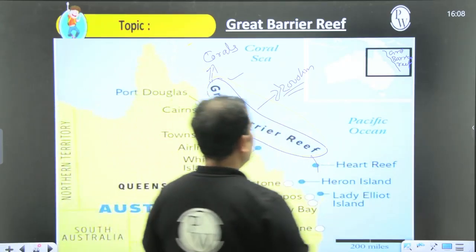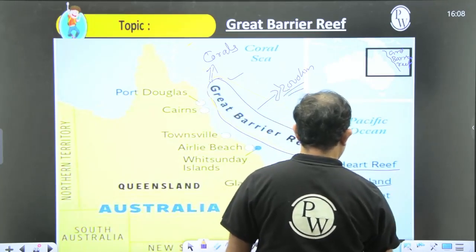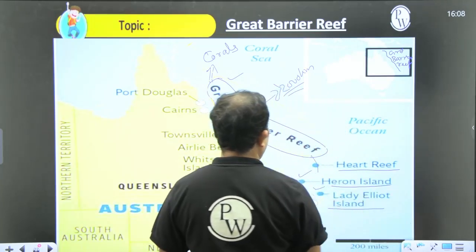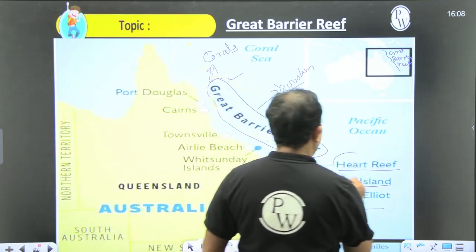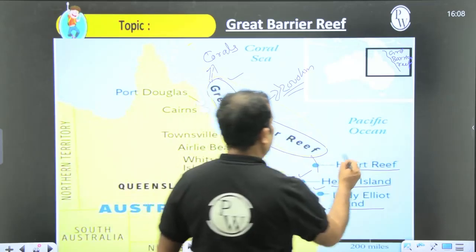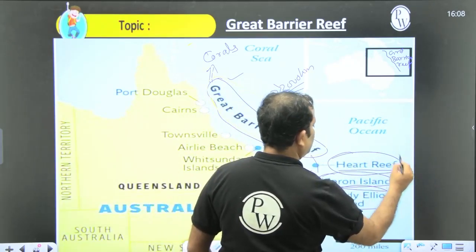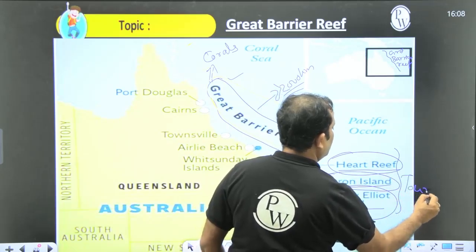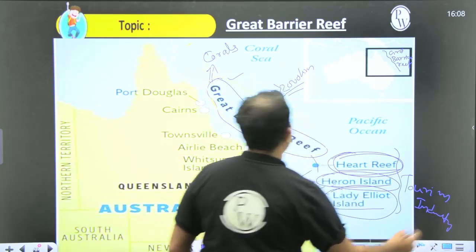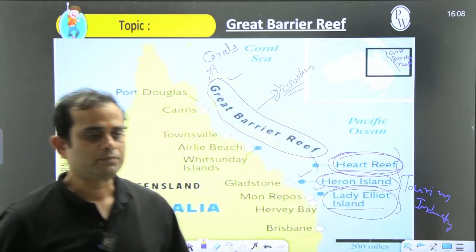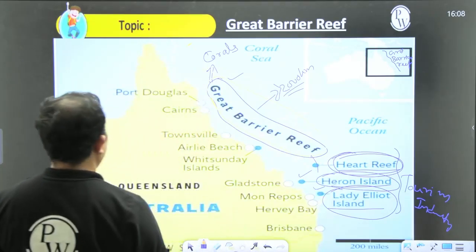See, there is another one here, Heart Reef, also Heron Island and Lady Elliot Island. These are famous tourist places. Basically, these are all famous for the tourism industry. They all boost Australia's tourism industry.